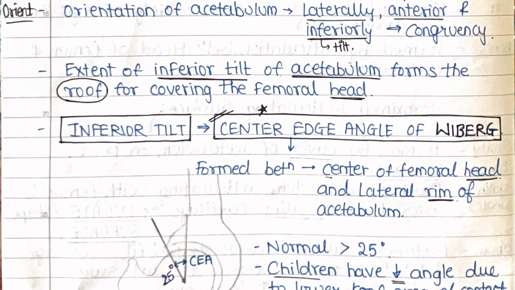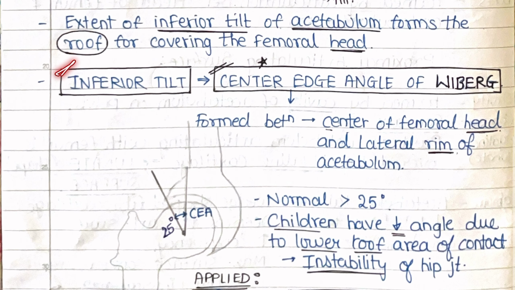Then comes the extent of inferior tilt of the acetabulum, which forms the roof for covering the femoral head. As we know, the acetabular fossa is a little bit inferiorly tilted. So if this is the acetabular fossa, it is a little bit inferior. Then this cavity is facing down, so it creates a roof. This roof is created for the head of the femur. As you can see, this is the roof.